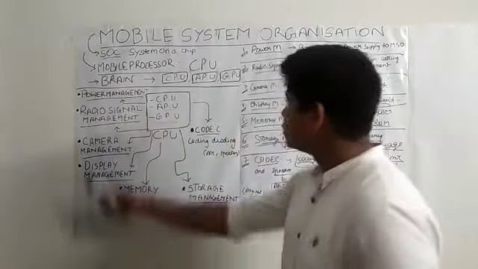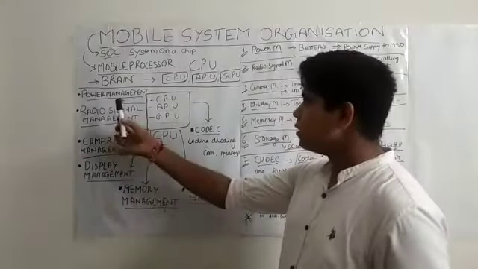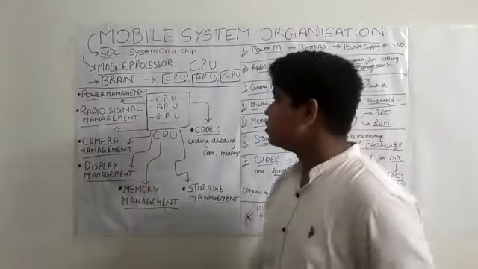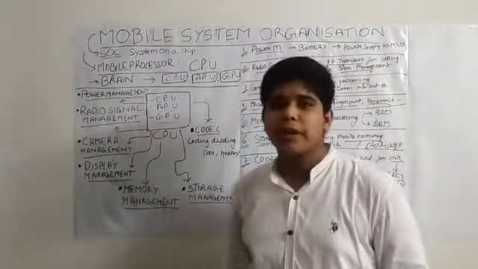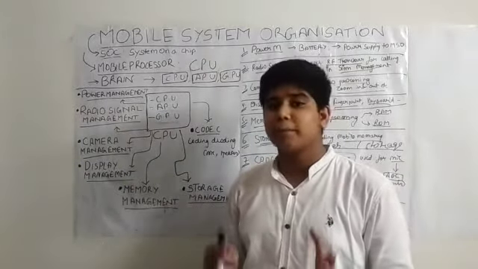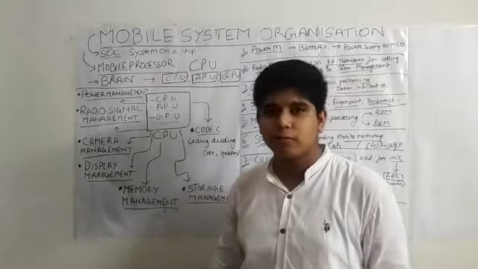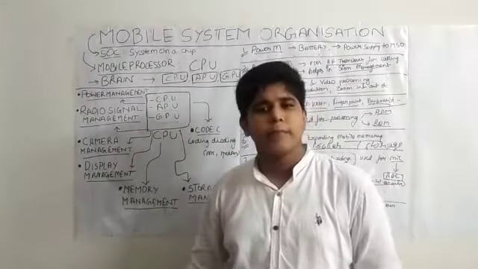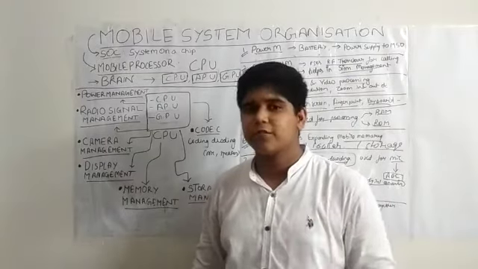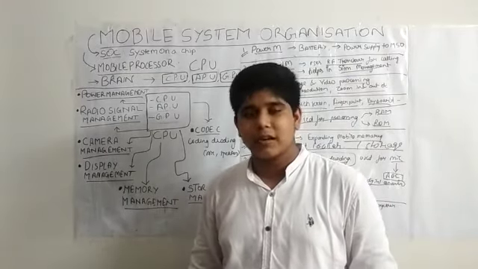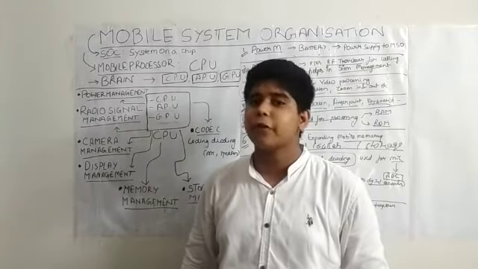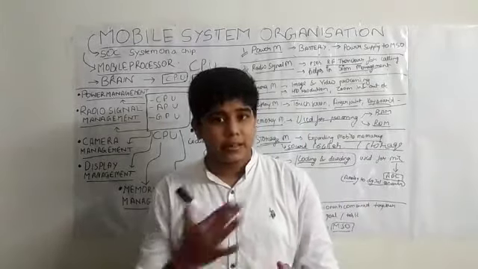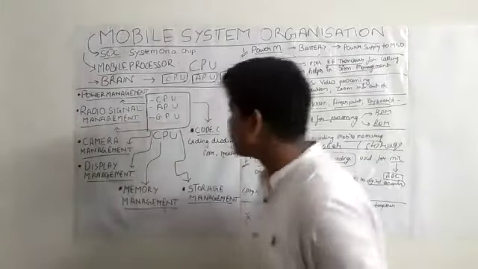Now, with the help of this flowchart, I will explain all the components or subsystems of mobile system organization. The first is power management, the battery. It supplies the power to MSO, mobile system organization. Second we have radio signal management. The radio signal management uses RF transceiver to control calling and texting. RF transceiver stands for radio frequency transceiver. Here, a transceiver is a device which sends and receives the radio signal at one time.